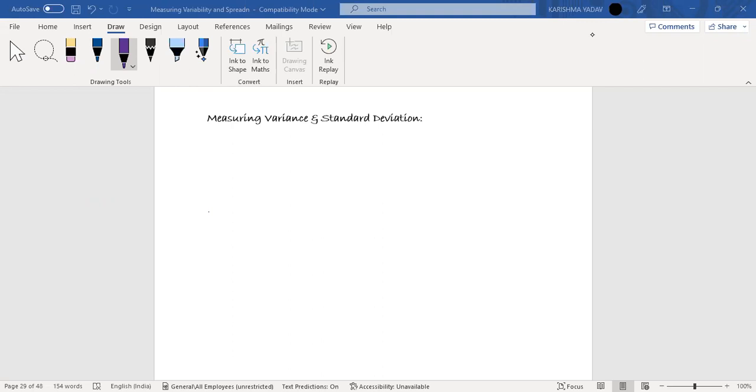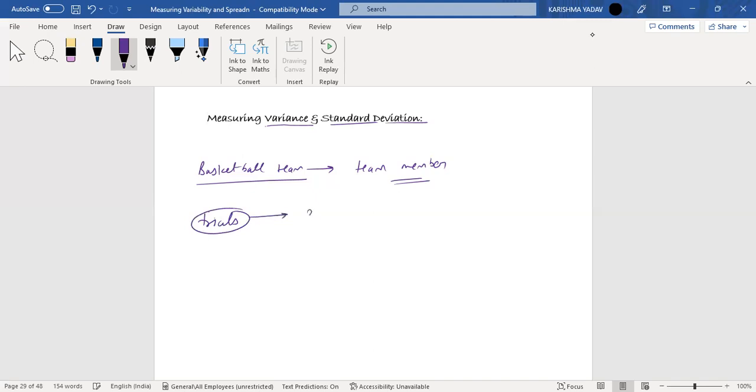So in this lecture our topic is measuring variance and standard deviation. Variance and standard deviation. Okay. So if we are talking about the previous lecture, we have a problem: there is a basketball team, and this team needs a new team member. For the recruitment of that new team member, the coach has performed some trials, and by performing the trials he is down to three players. Our problem is, from these three players, which player should he choose?